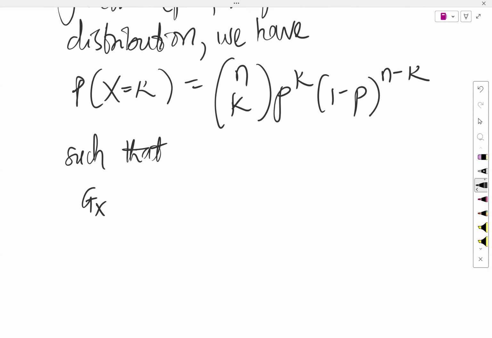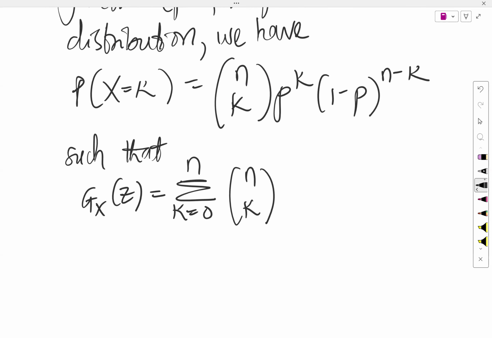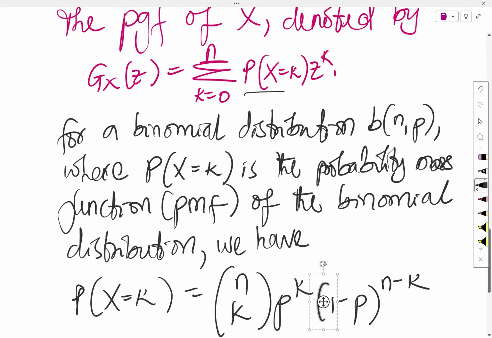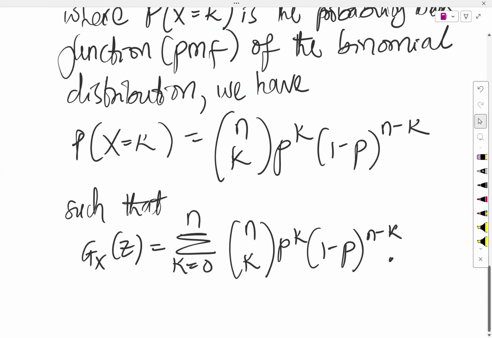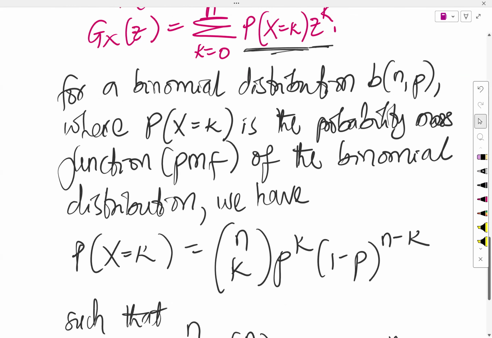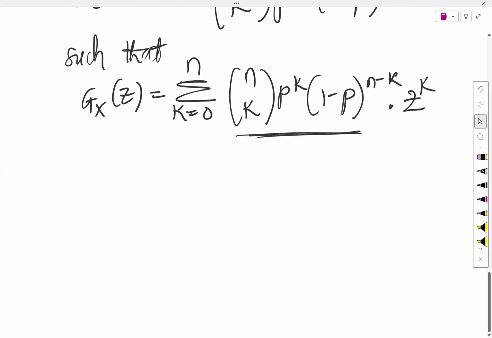Such that G_X(z), which we need, is the summation from k equals 0 to n of n combination k, p raised to power k, 1 minus p raised to power n minus k, multiplied by z raised to power k. From what we have here, we have P(X = k) multiplied by z raised to power k. So that way we have the probability generating function technically defined.